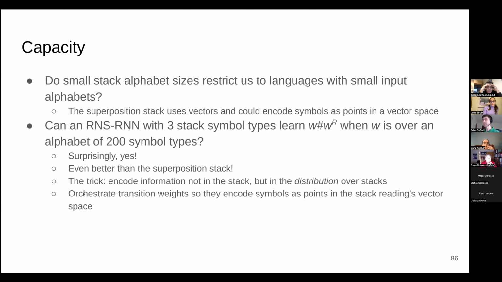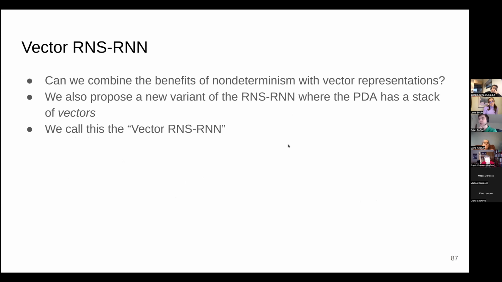And what it does is it orchestrates the transition weights in a particular way. So it encodes 200 different symbol types as points in the stack reading, right? So again, the stack reading is a vector, and it just uses that as a vector space. Really briefly, in our latest paper, we introduced a new variant of our model, which is like the RNS-RNN, but the PDA has a stack of vectors instead of just discrete symbols. And the idea here was to combine the benefits of non-determinism and being able to pack many different symbol types into a vector space. So we call this the vector RNS-RNN.